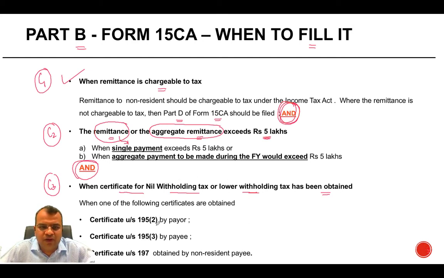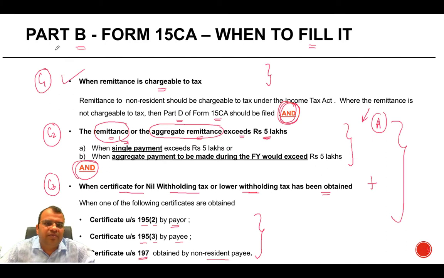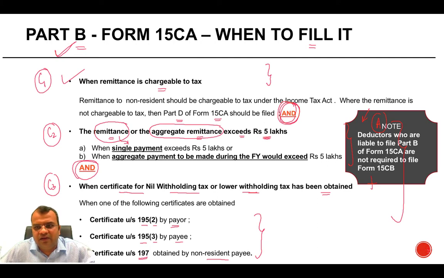So these certificates can be obtained by the payer under section 195(2), by the payee under 195(3), again by the payee under 197. If any of these three certificates are obtained and the payment exceeds 5 lakh and it is chargeable to tax. If it is not exceeding 5 lakh, it is less than 5 lakh, then Part A needs to be done. If it exceeds 5 lakh plus a lower withholding tax certificate is obtained, then Part B needs to be filled in. Again, the deductors who are liable to file Part B of Form 15CA are also not required to file Form 15CB.